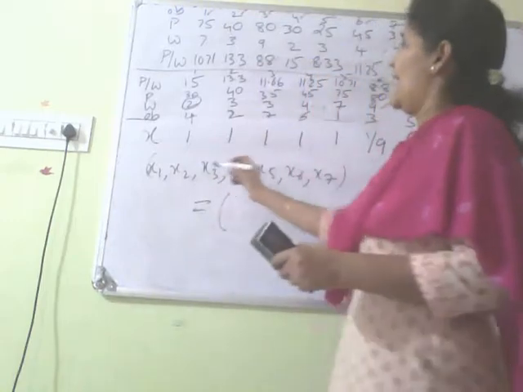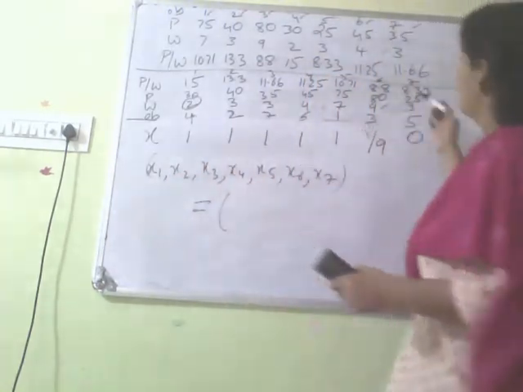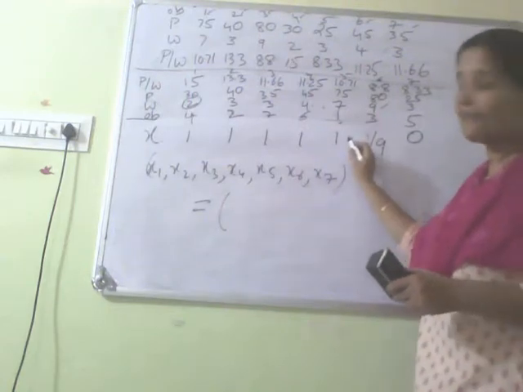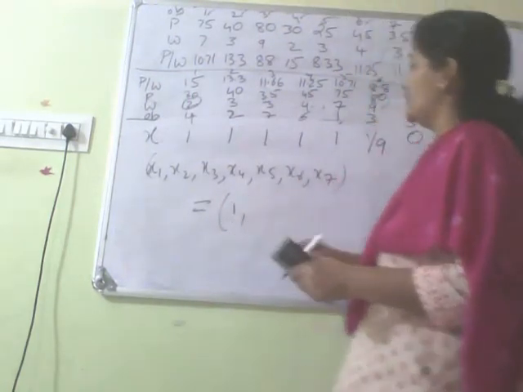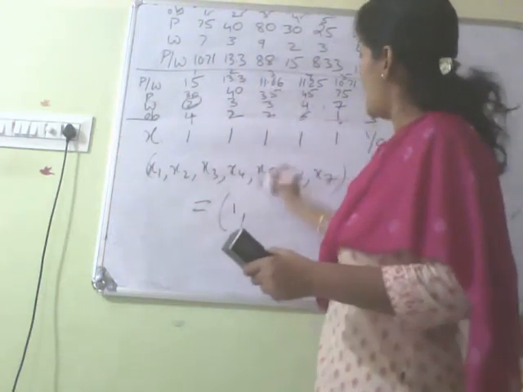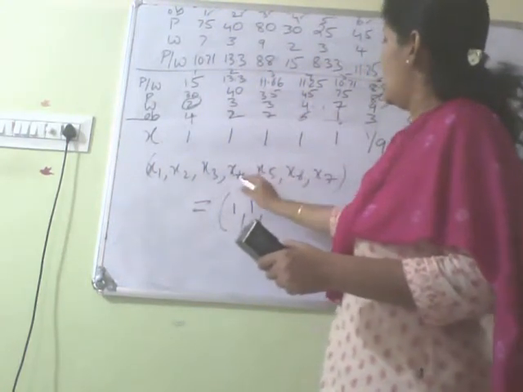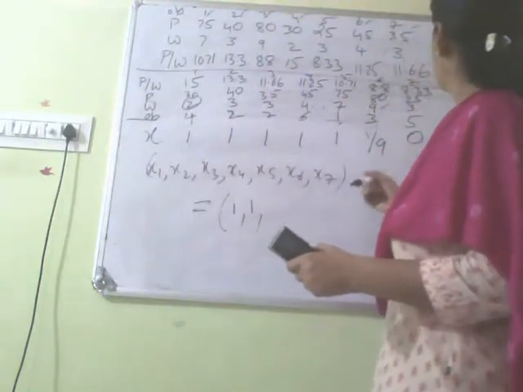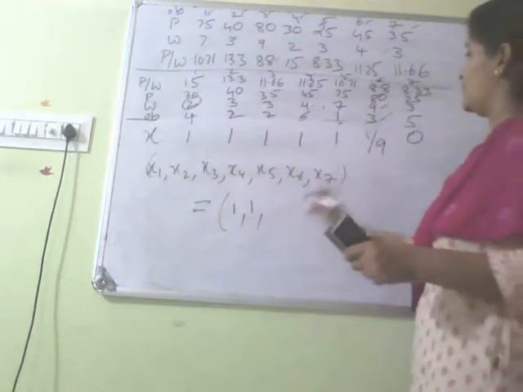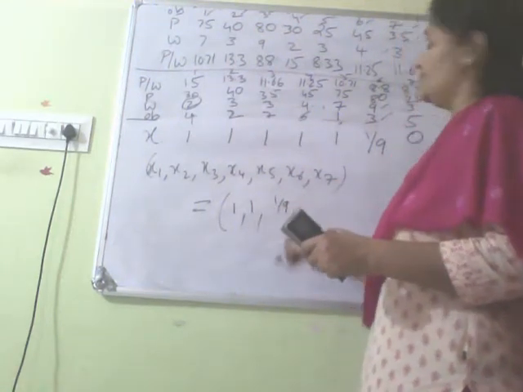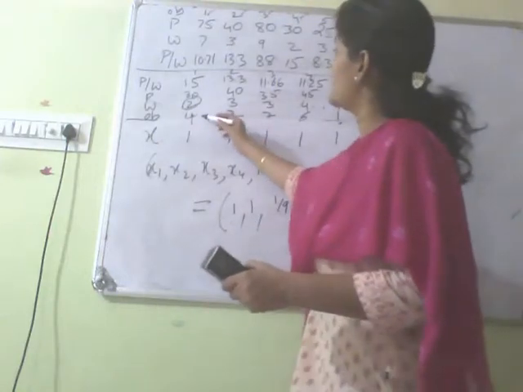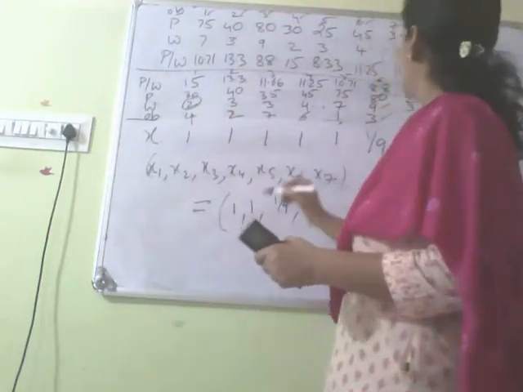x1 means object 1. Where do we have object 1? Here we have object 1. What is the object 1 value here? 1. Object 2, here we have object 2, 1. x3, where is our object 3? Yeah, this is our object 3, so it is 1 by 9. x4, where is our x4? This is our x4. It is 1.